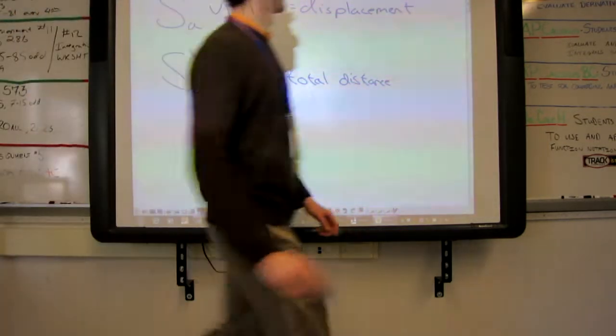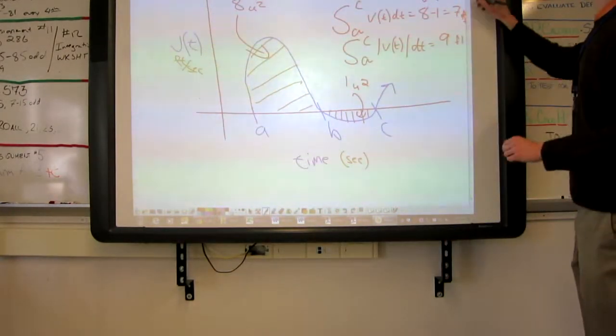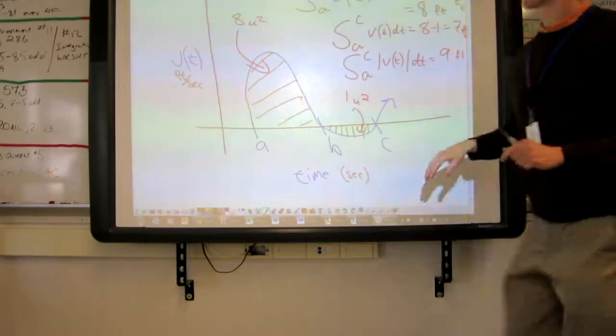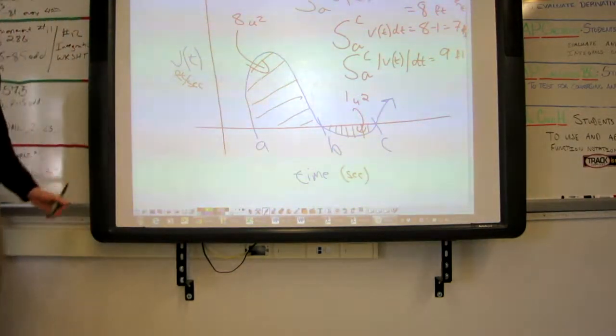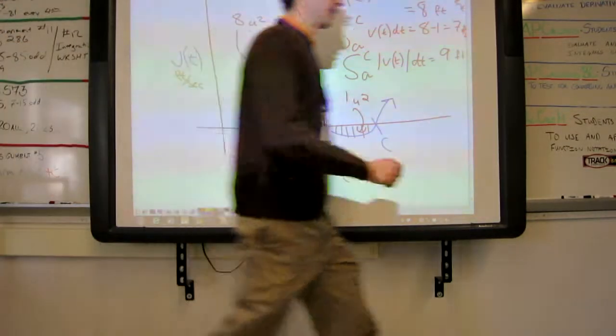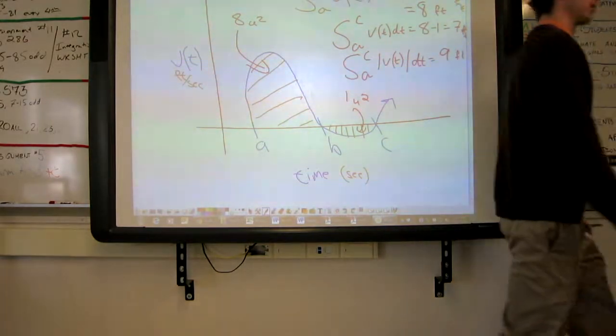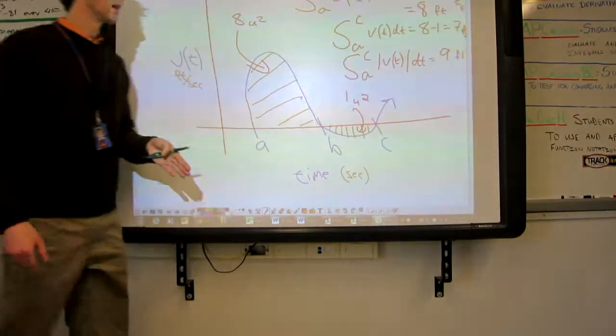All right. Guys, when we looked at this example, sorry, I'll bring it back in 1 second. When we integrated velocity from A to C, basically it's saying I went 8 feet forward and 1 foot backwards, right? So I went 8 feet forward, then I went 1 foot backwards, so I was 7 feet away from where I started at, right?